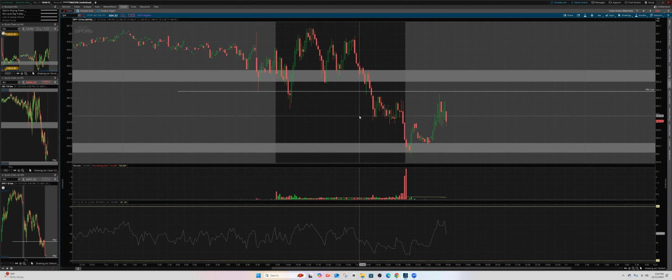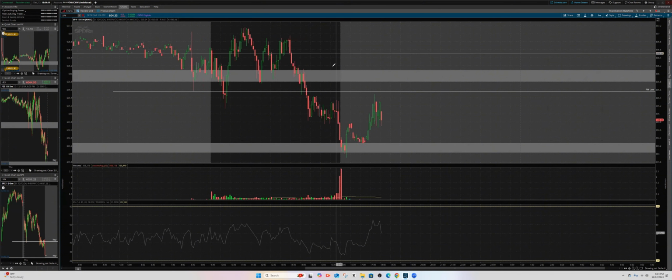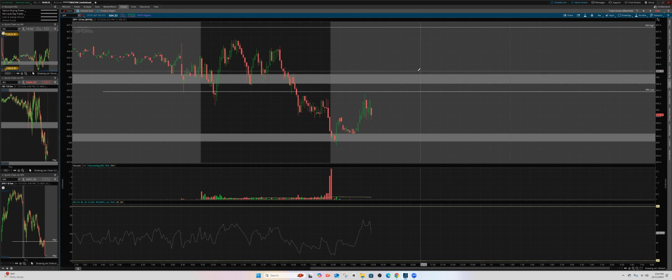If any of you guys are unfamiliar, I'll just do a quick little breakdown of that. If you are familiar, just bear with me for a few minutes here. So basically what it is, it's a three candle chart pattern. You have your first candle, you have your impulse candle, and then you have a third candle.